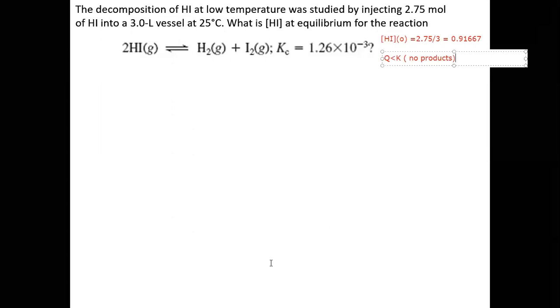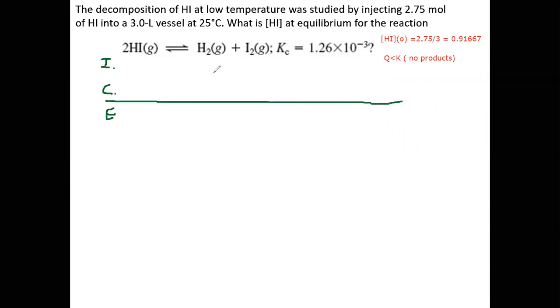So now we can set up our ICE table. We have initial, change, and equilibrium. Initially we have 0.91667 of HI, and we have zero of the products. So for the change, for every 2 moles of HI we consume, we produce 1 mole of H2 and 1 mole of I2, both products, H2 and I2.